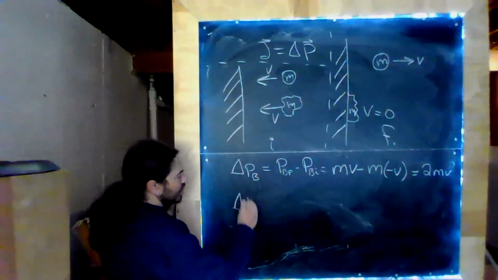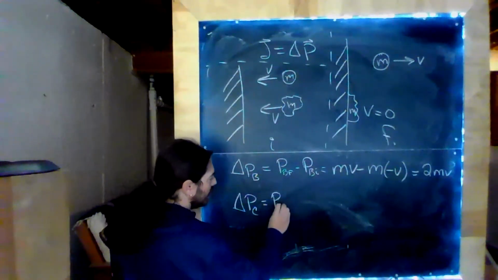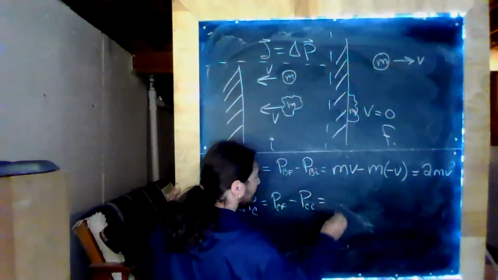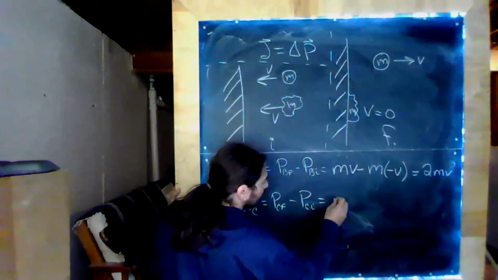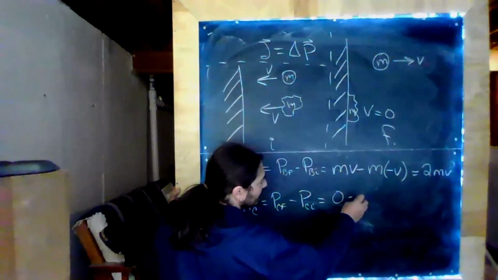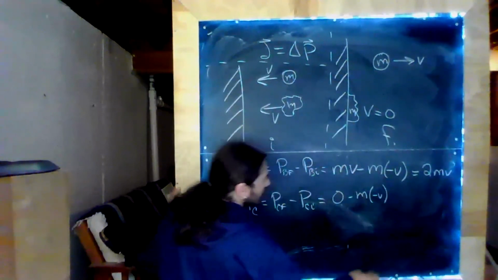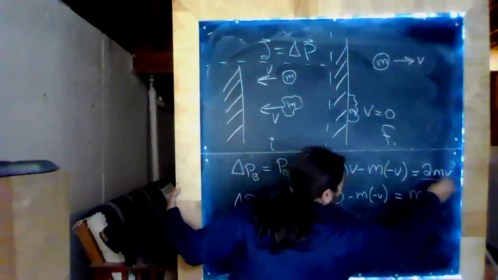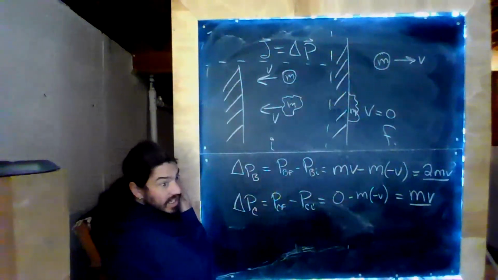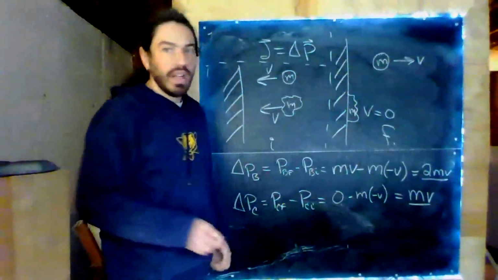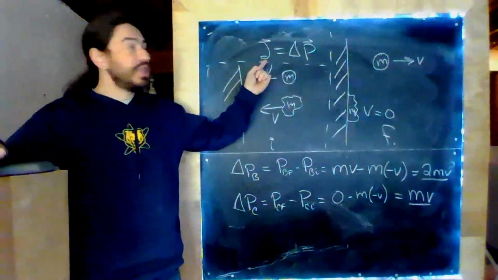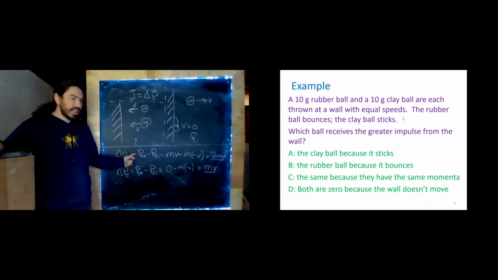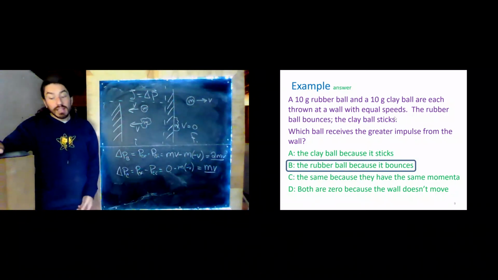Great. How about change in momentum for the clay? Well, that's the final momentum of the clay minus the initial momentum of the clay. The final momentum of the clay is 0, and it had the same initial momentum. So what's the total change in momentum? Just m times v. So, which one has the greater impulse? Well, the greater impulse will be the object that has the greatest change in momentum. Which one has the greatest change in momentum? Definitely the ball, because it bounces. It's kind of a tricky thing.